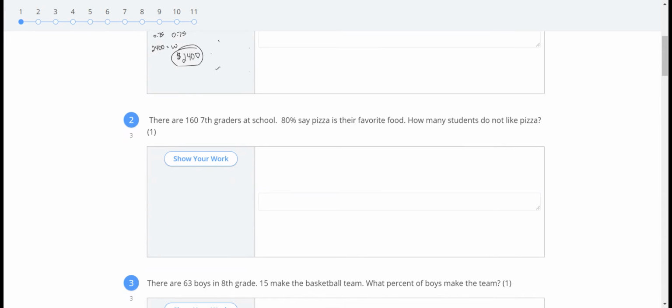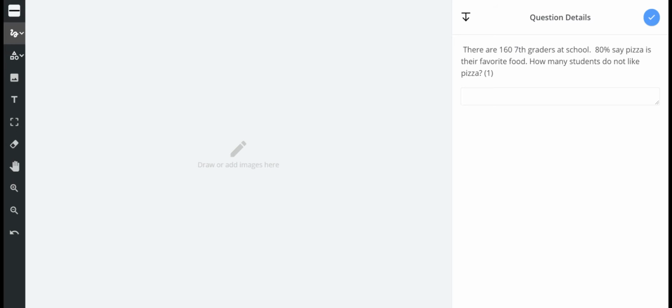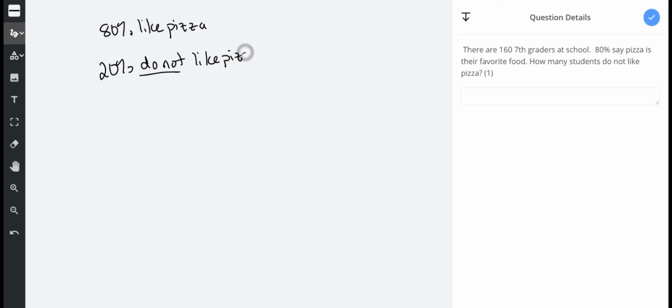Number 2, there are 160 seventh graders at school. 80% say pizza is their favorite food. How many students do not like pizza? Okay, so for this problem, how many do not like pizza? That is the key part of the information that we need. So 80% like pizza. So that means that 20% do not like pizza. That's the information that we need. We want to find 20%, not 80%.